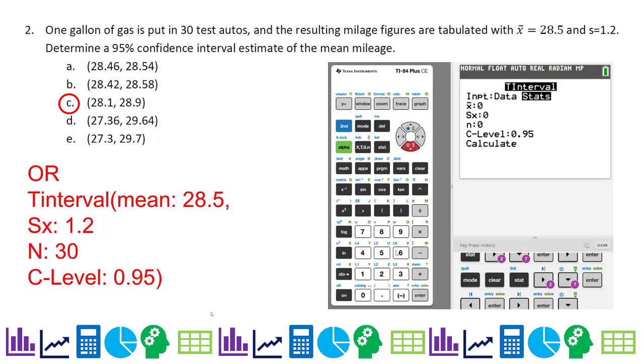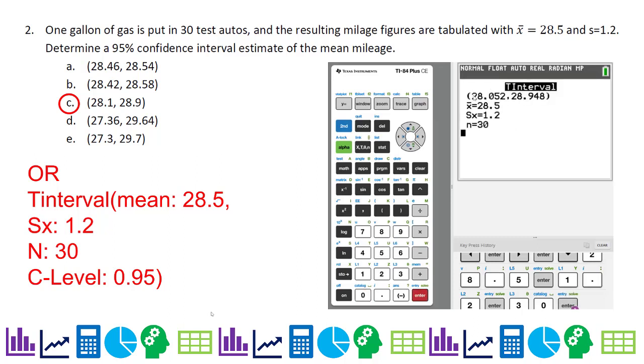So the mean, they said, was 28.5. And the standard deviation is 1.2 for the sample. And sample size is 30 because there are 30 test autos. And confidence is 95%. Hit Calculate. So you can see there's your interval, 28.052 to 28.948. That's it.